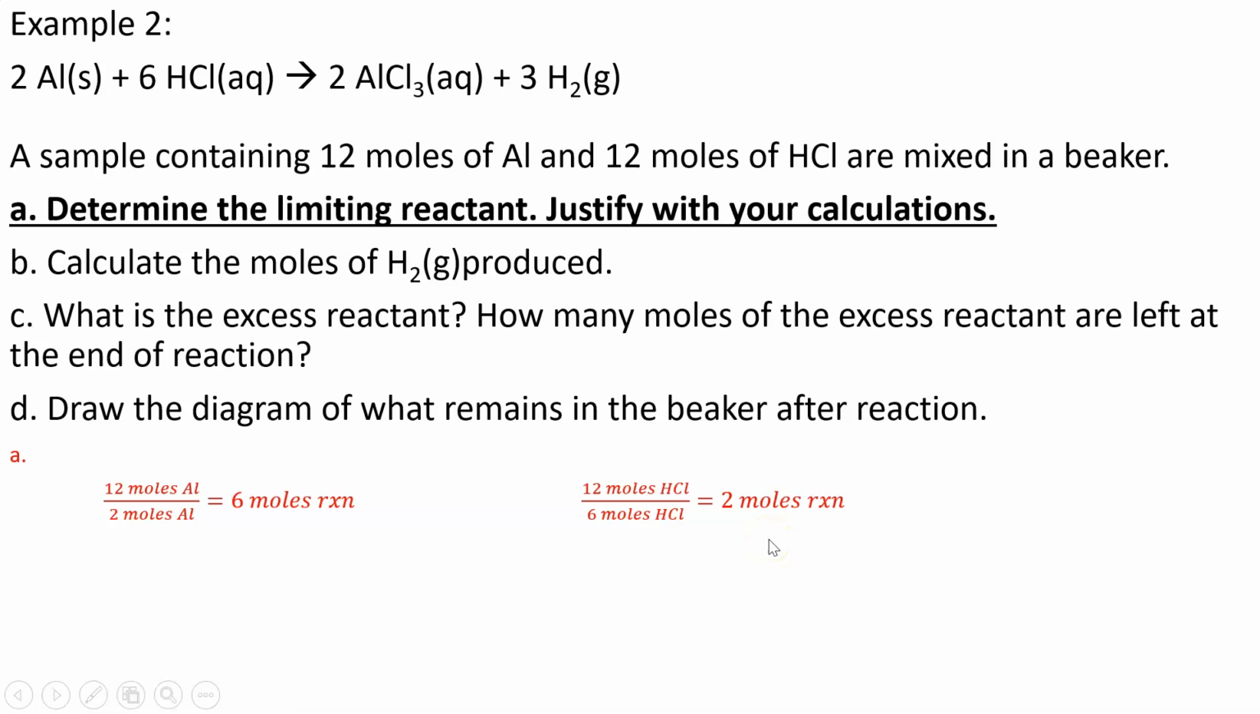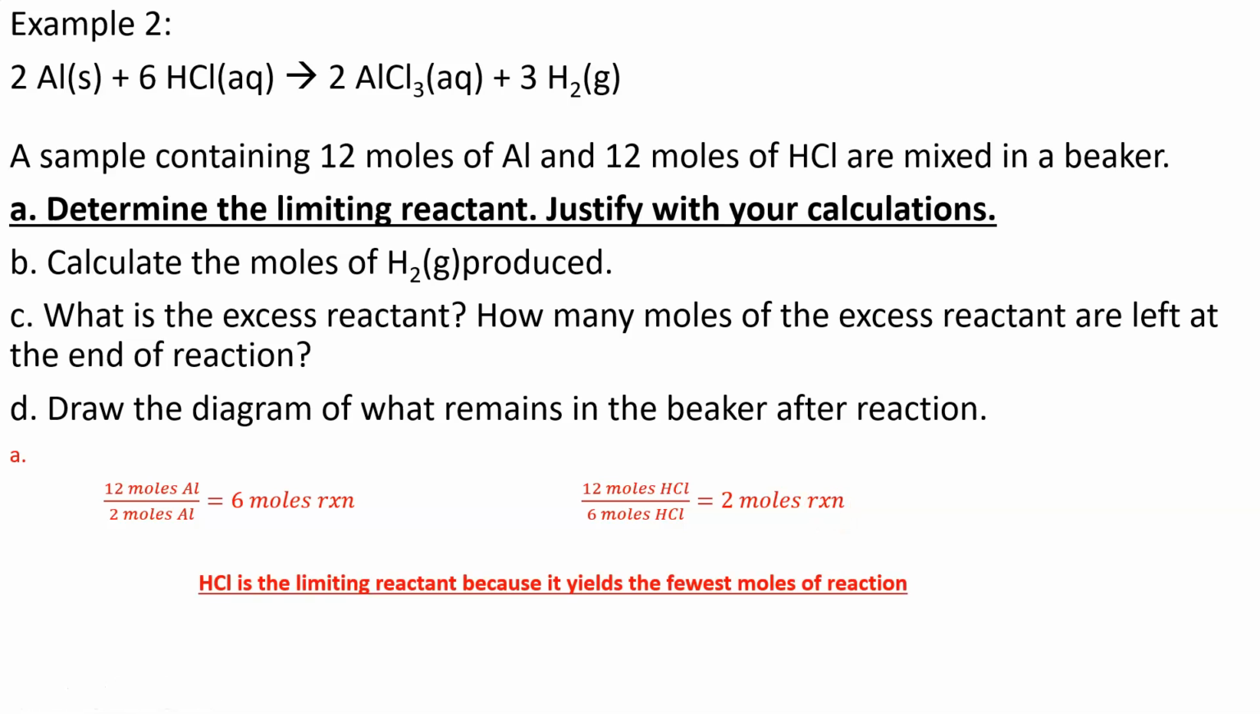Another thing, when you are asked to determine the limiting reactant, you have to explicitly say hydrochloric acid is the limiting reactant, or HCl is the limiting reactant. Do not assume that they are going to know the answer just from this much work. And also, if you say 2 moles of reaction is the limiting reactant, that is incorrect. The limiting reactant has to be one of the reactants, so it has to be a substance that is on the reactant side. It's either aluminum or hydrochloric acid in this case. It's hydrochloric acid because it yields the fewest moles of reaction.